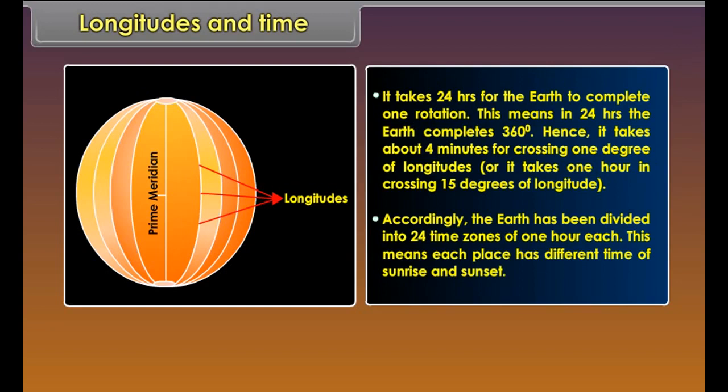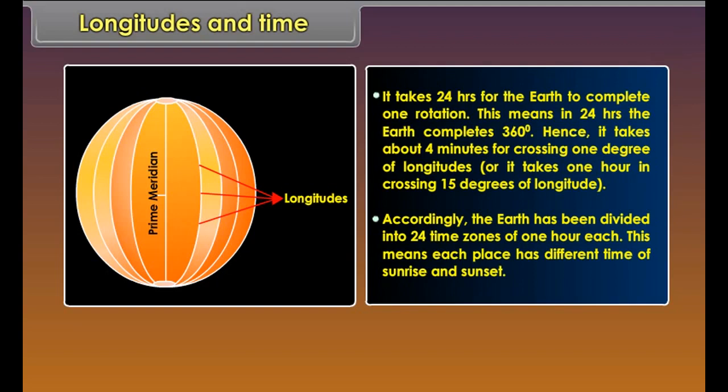Longitudes help us in calculating time of various places on the Earth. The distance between longitudes is maximum at the equator and it goes on decreasing towards the poles. Longitudes and time. Longitudes help us to calculate time. Time is measured by the movement of the Earth. The Earth moves on its axis from west to east.